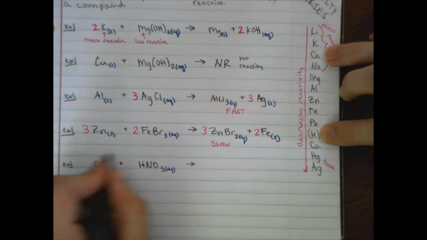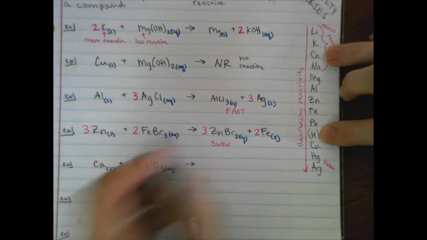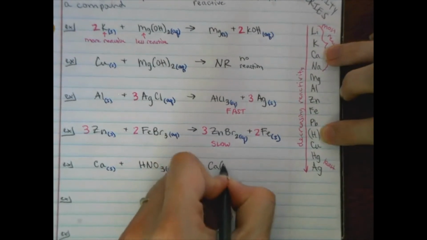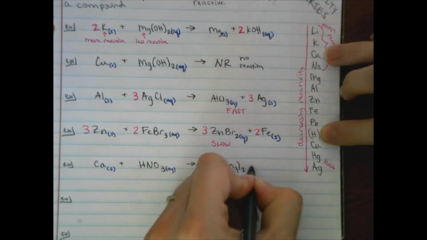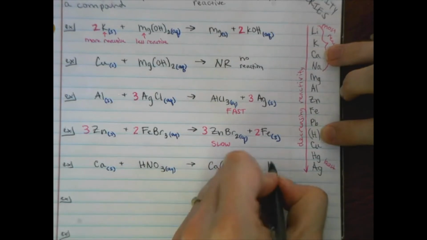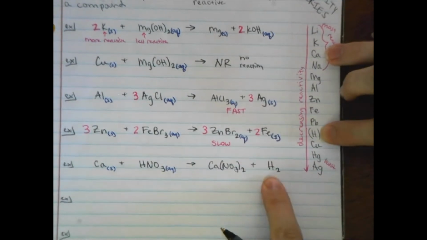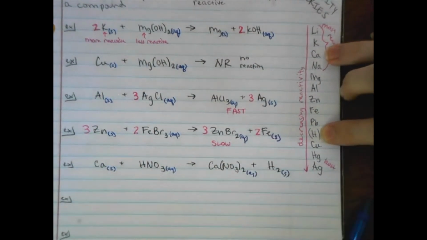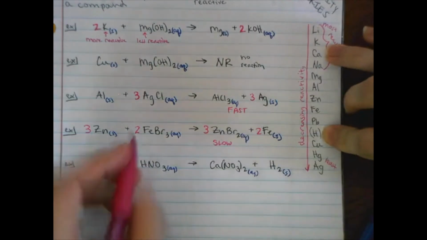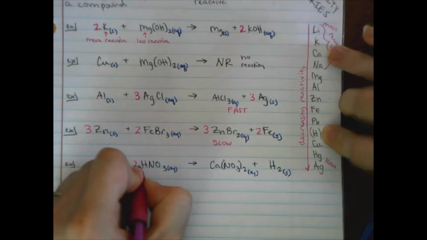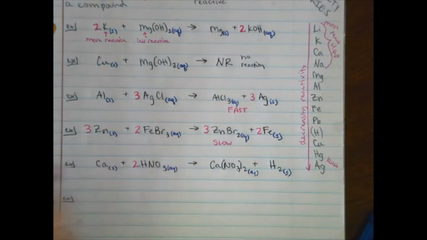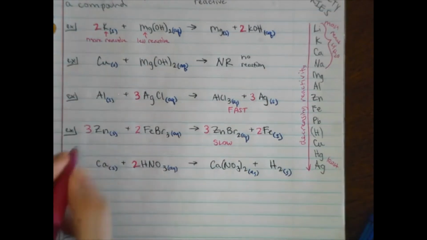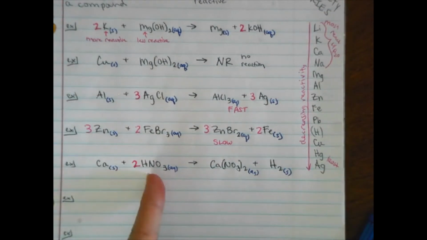Okay. So the calcium will kick out the hydrogen. It's going to react with the nitrate, so we're going to make calcium nitrate, CaNO3. Hydrogen gets kicked out, has to be by itself, but remember, hydrogen is diatomic, so it'll form a gas. Okay, and then of course, balance. Okay, so that's an example where we have a metal reacting with an acid.